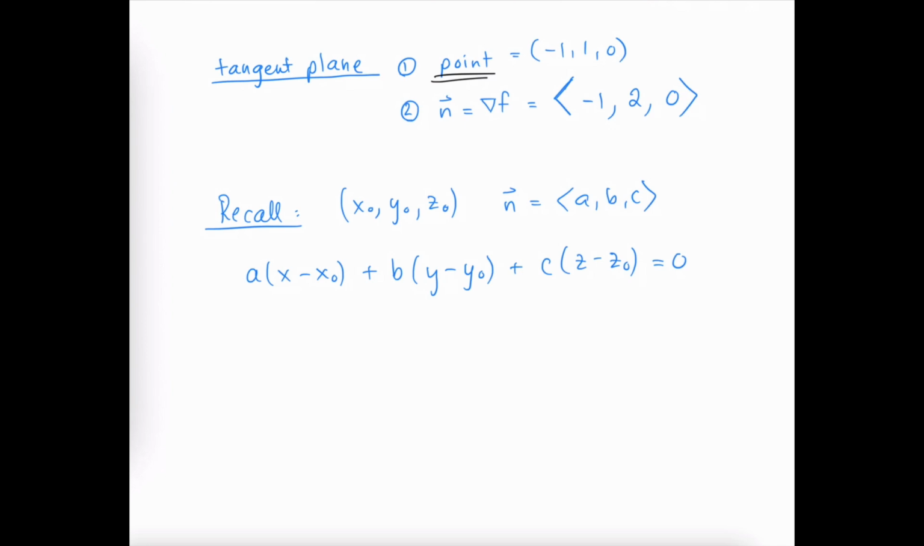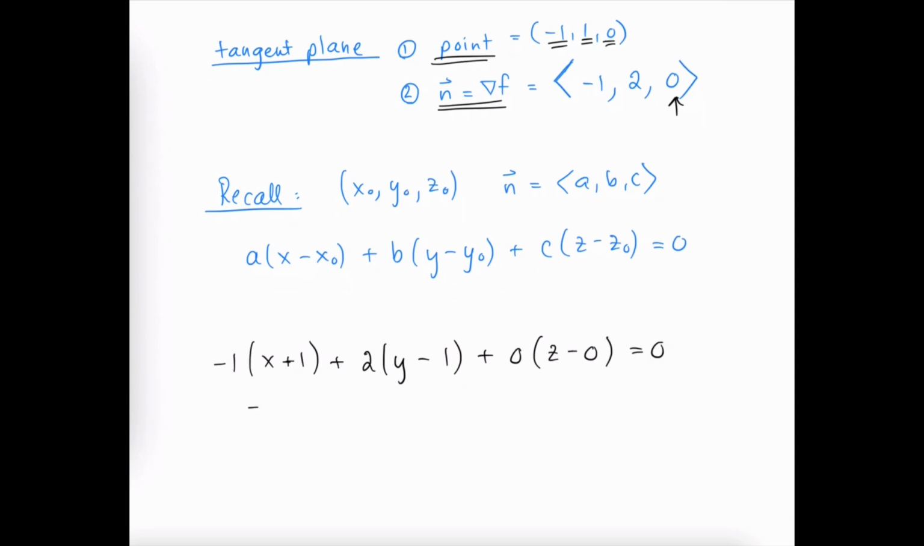So using our point and our normal vector, which is the gradient vector, we'll say the x component of the gradient vector, -1, times x minus the x coordinate of the point, which is -1, so minus a -1 is +1, plus the y component of our normal vector or gradient vector times y minus the y coordinate of our point, which is 1, plus the z component of our normal vector times z minus z naught, which is 0. And all of this adds to 0.